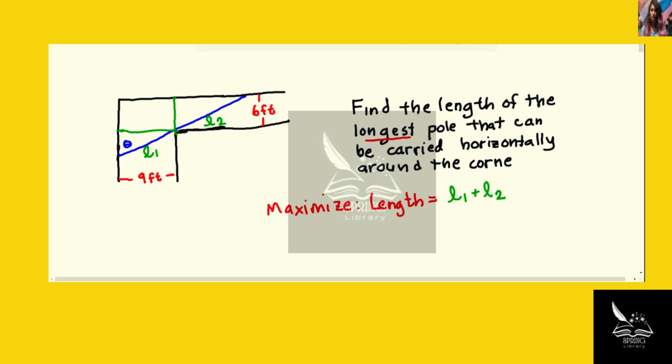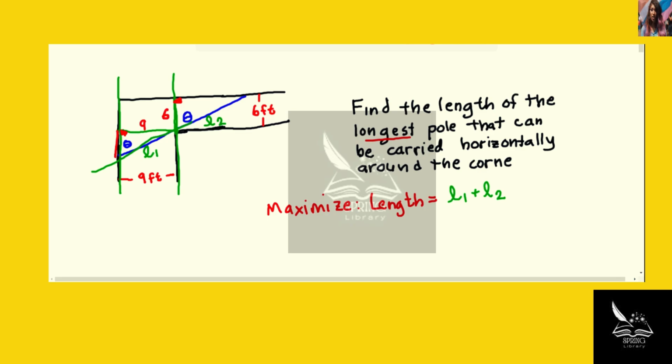Now we've got to find some relationships between them, and I bet it has something to do with this angle theta. Notice that we have two parallel lines cut by a transversal. Corresponding angles are congruent, so if that one is theta, so is this one. Also we have right angles here because these are all horizontal and vertical. And I know this is 9 and this is 6, because that's the length of the hallway.